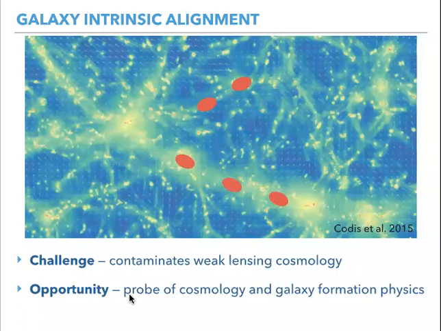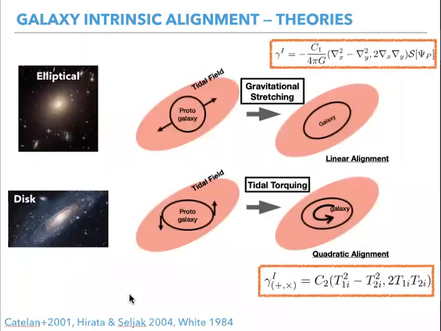So under this context, galaxy intrinsic alignment, which is the correlated intrinsic galaxy shapes or orientations, can put a major challenge on weak lensing cosmology. On the other hand, it can also be used as a probe of cosmology and galaxy formation physics. So these 2 aspects are the things that I'm going to focus on in my talk.